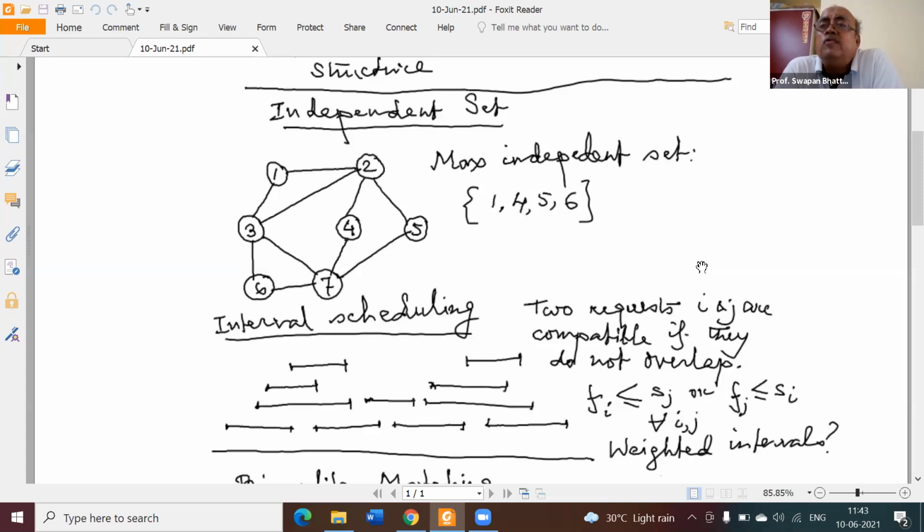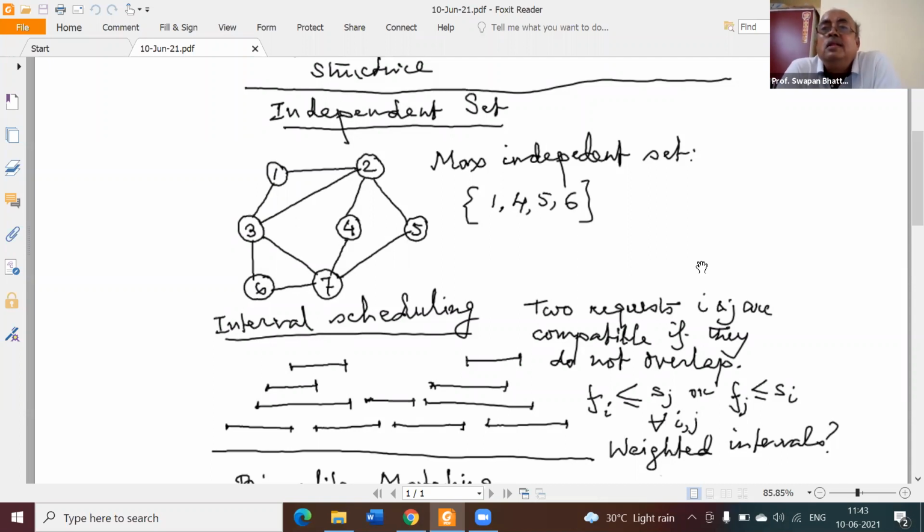To draw a graph, I need to have nodes and edges. Here are the nodes. So what are the edges? I take any two requests. If there is an overlap, I draw an edge. Here I have 11 nodes, and I draw an edge between two nodes if there is an overlap. I do it for all pairs of requests, and the graph is made.